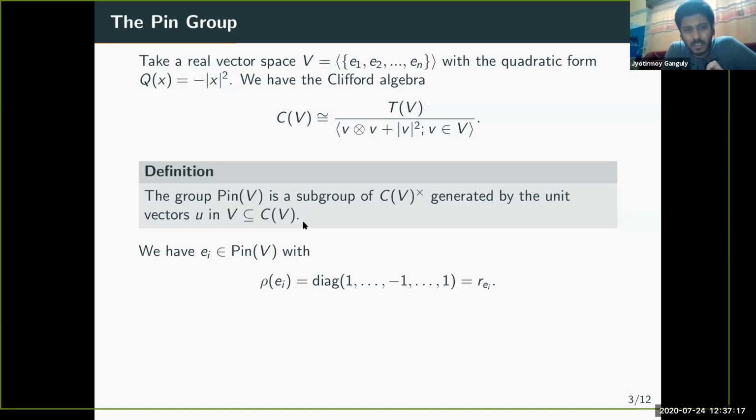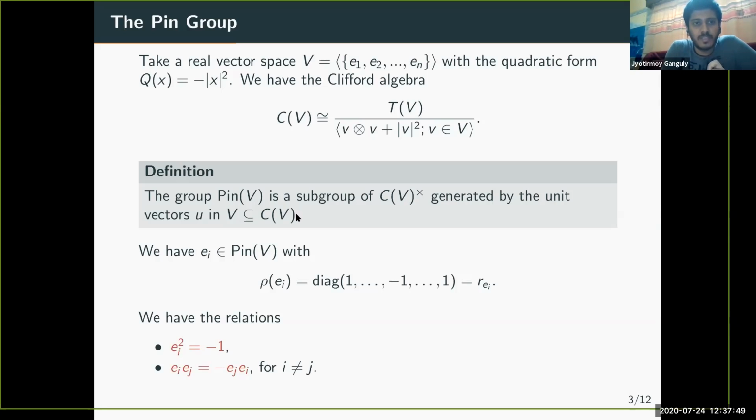Okay. So I will just mention the properties that the pin group has and we need for the calculations. The basis elements Ei also lie inside the pin group, and the images of these elements Ei under the map rho are the reflection matrices. So the matrix R_Ei is the diagonal matrix with -1 at the ith position, and all the other positions are occupied by 1. And because of this negative definite quadratic form, we have the relations Ei squared is -1 and EiEj is equal to minus EjEi whenever i is not equal to j.